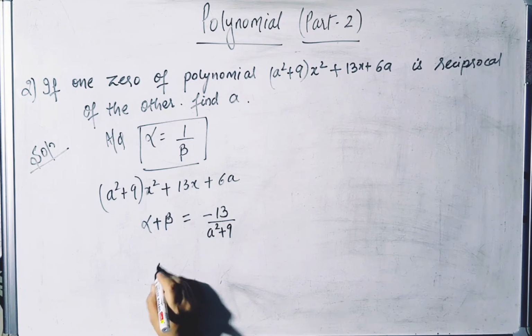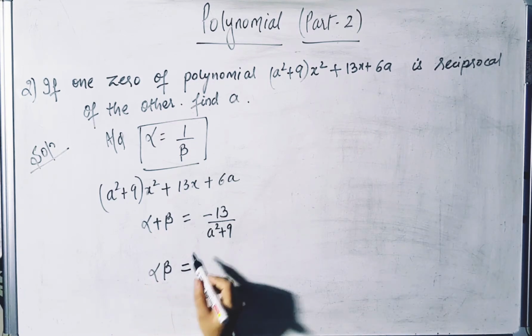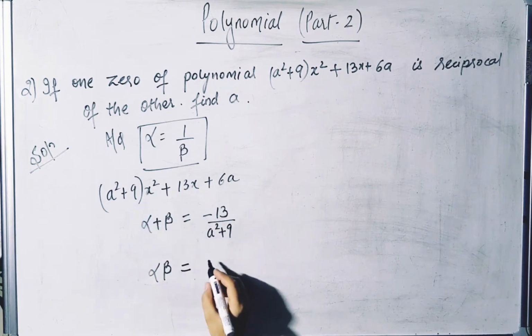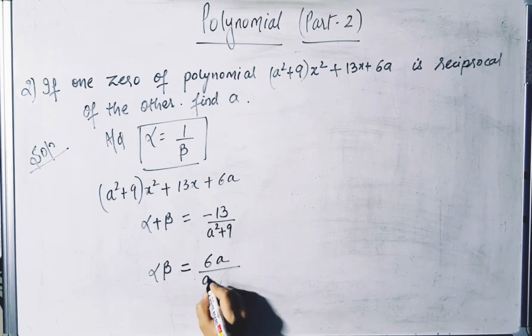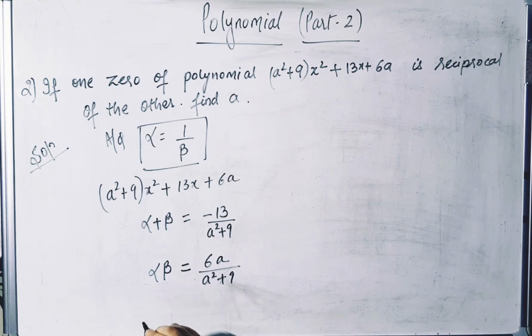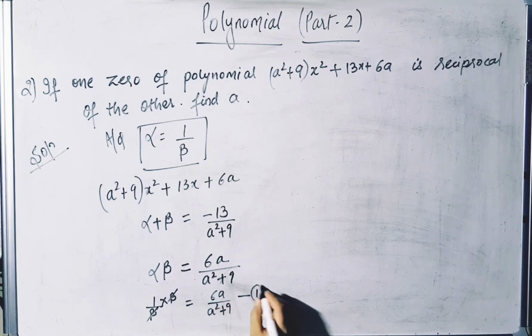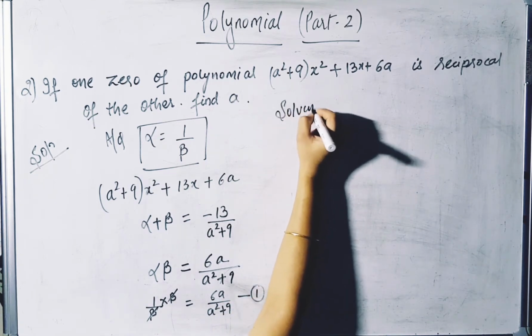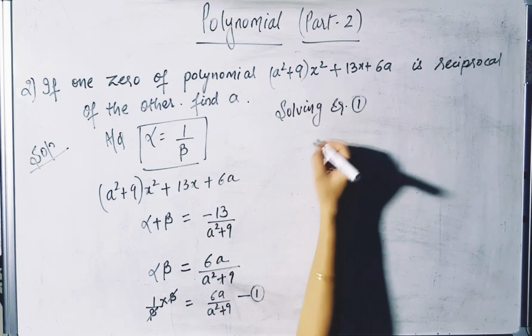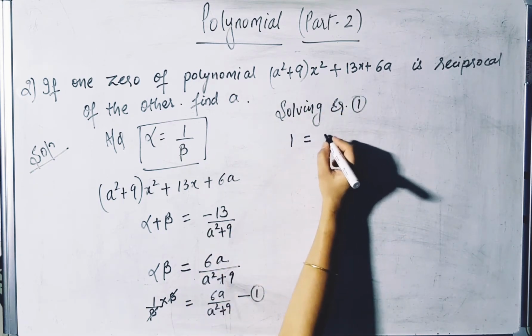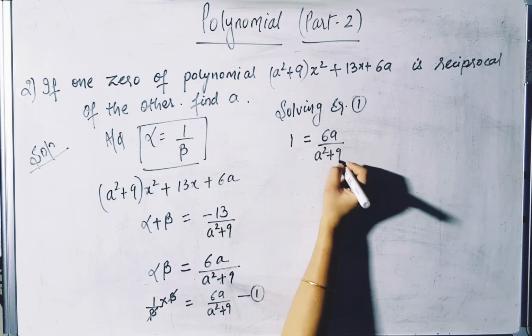Next was product of roots. Alpha into beta is constant term upon coefficient of x square. So 6a upon a square plus 9. Now the condition given is alpha is 1 by beta. If I put 1 by beta over here, this beta and this beta are cancelled. So with this equation I can find out the unknown value, that is a. So solving equation number 1, we'll cross multiply because 1 is equal to 6a upon a square plus 9.